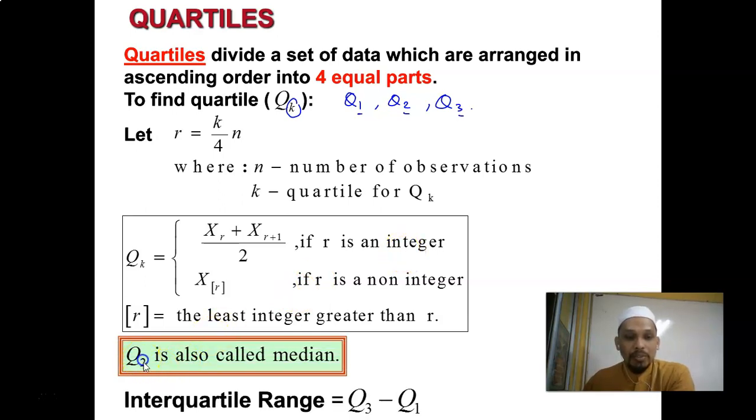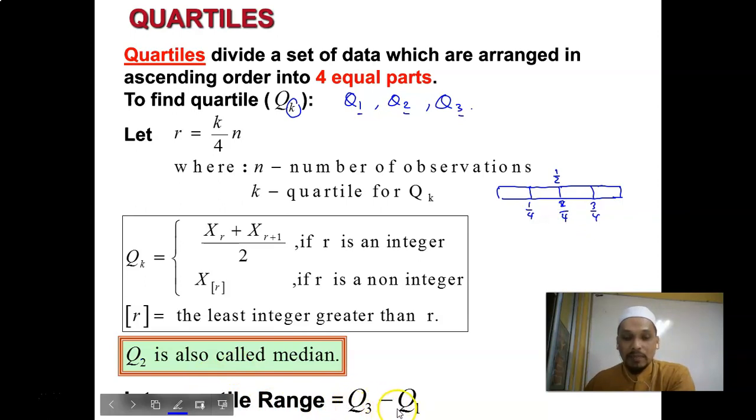Q2 is also called the median. Median is the middle number of the data, just like I shared with all of you just now. Half of this equals half, then half from this half, another half here, and also another half here. So this is a quarter, 1 over 4, 3 quarters, 3 over 4, and second quarter, 1 over 2 or 2 over 4. Interquartile range is the third quartile minus the first quartile.